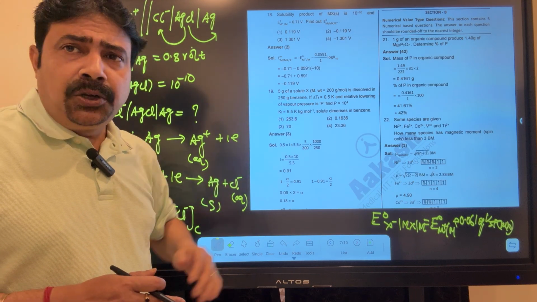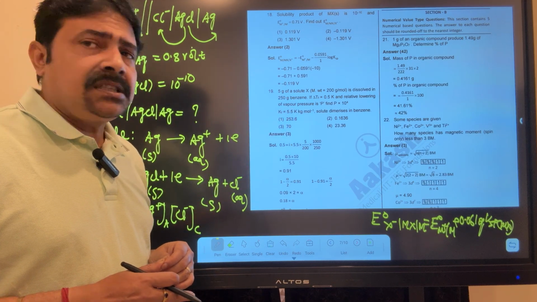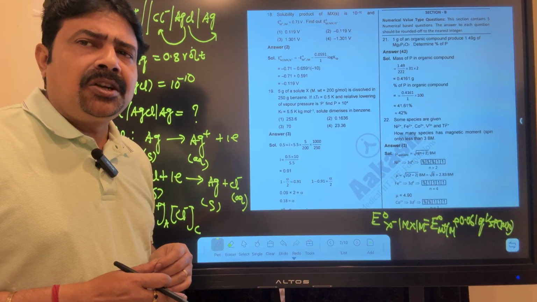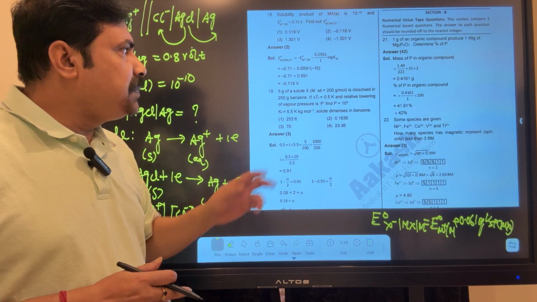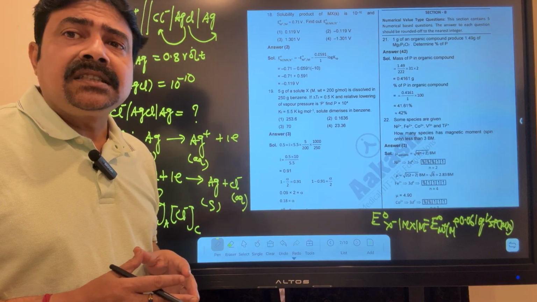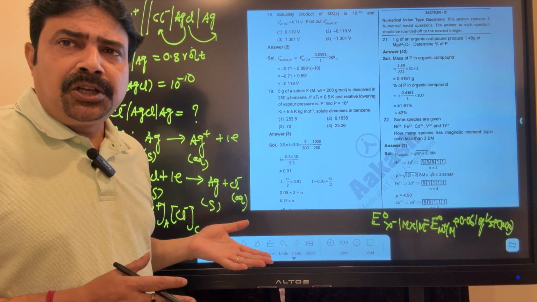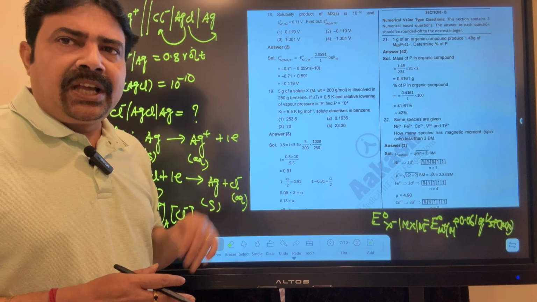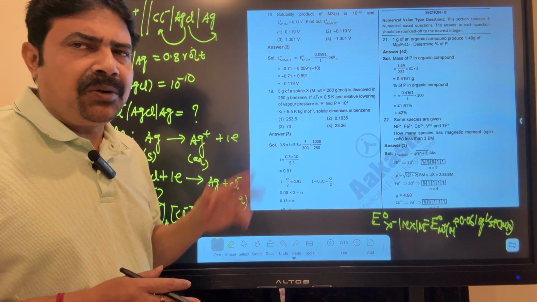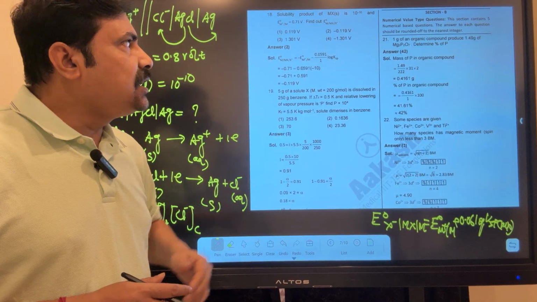Once you get the i value, they are asking for relative lowering of vapor pressure, delta P by P naught, which will be equal to the mole fraction of solute, that is number of moles of solute divided by number of moles of solute plus number of moles of solvent. Wherever number of moles of solute appears, you have to multiply it by i, then you will get your values.